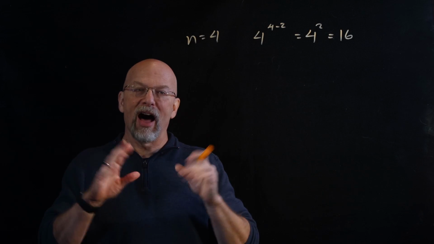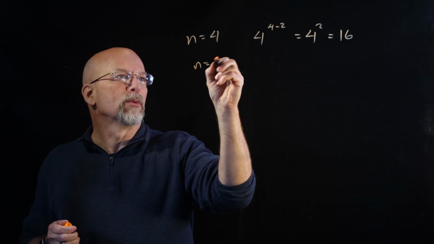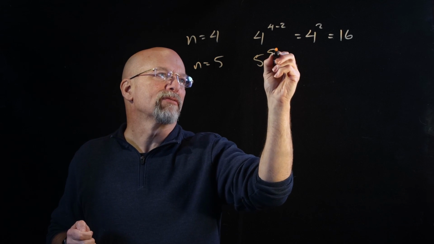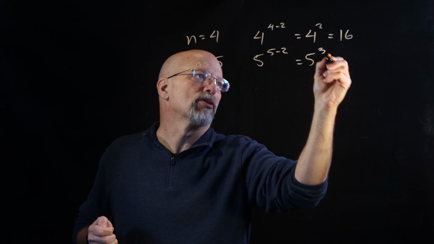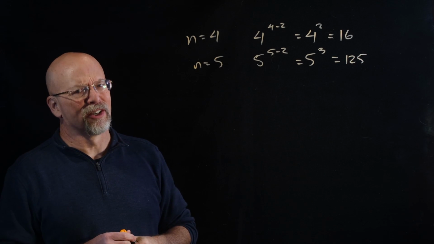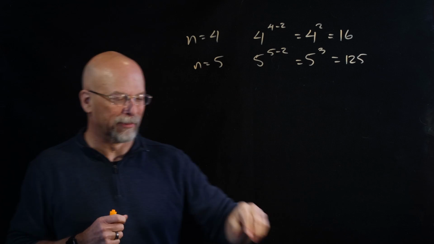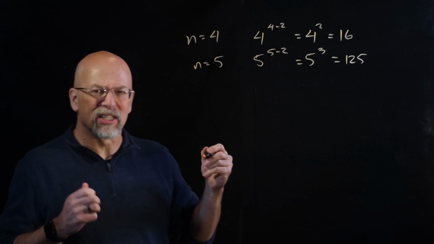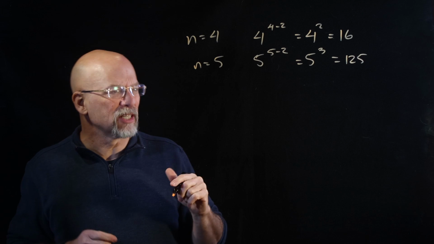What if we go to 5? Well, for n equal 5, then 5 to the 5 minus 2 is equal to 5 to the 3, which is 125. Well, 125, that's an awful lot, and I'm not going to draw them up here. Why is it important to have this discussion about a spanning tree?